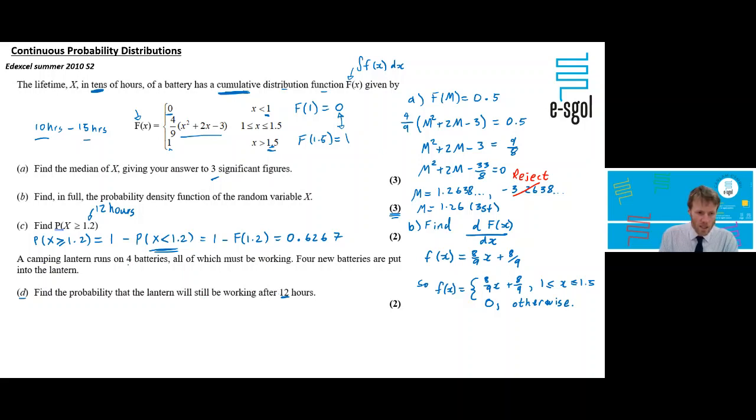first bit. A camping lantern runs on 4 batteries. All of them must be working. So I need all 4 of them working, 0.6267. The probability that they're all working is 0.6267 to the power of 4. You're timesing it by itself 4 times. You can imagine a tree diagram with working, not working, and then just going through 4 sets of working. You're going to multiply them together and you get 0.154. That's the probability. Now let's look at this function in Desmos and just have a play around with it.